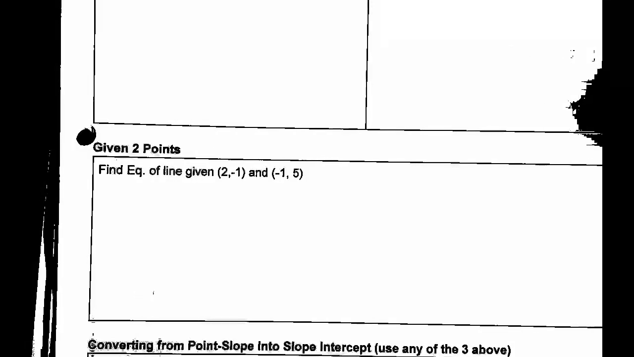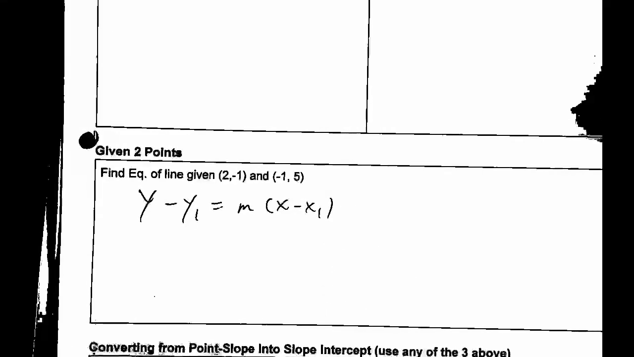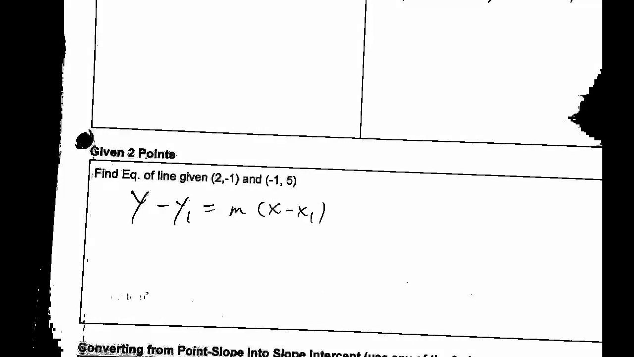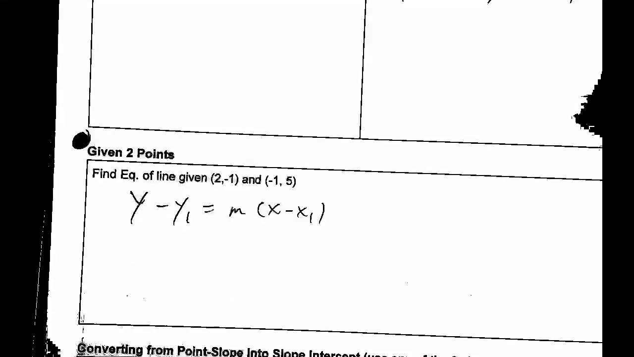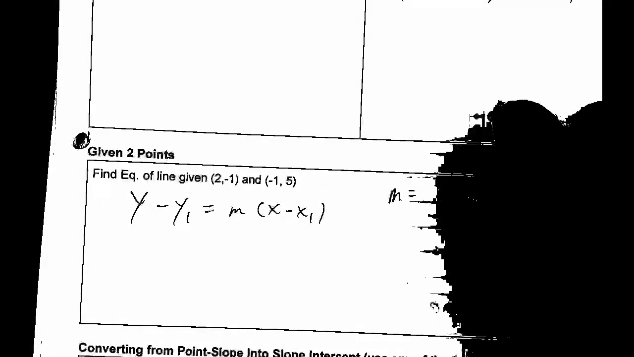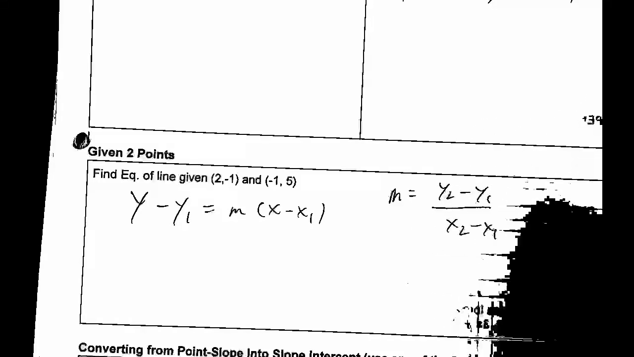Let's see a different problem. So here we're not given the slope, but we're given 2 points. So if we think about the formula y minus y1 equals m times (x minus x1), we have a y1 and an x1, and either one of these could be an x1 or y1, but we don't have the m. So we need to find the m. And we know m, slope, is y2 minus y1 over x2 minus x1.